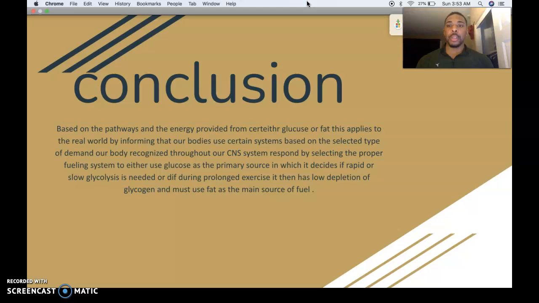In conclusion, based on the pathways and the energy provided from glucose or fat, this applies to the real world by showing that our bodies use certain systems based on the type of demand our body recognizes through our central nervous system. By this I mean, if it's a rapid movement, our body knows to look for carbs or glucose as our first source of fuel. And if it's a long duration and our glycogen stores have been depleted, it knows to use the fat that has been stored in your body as an energy source.